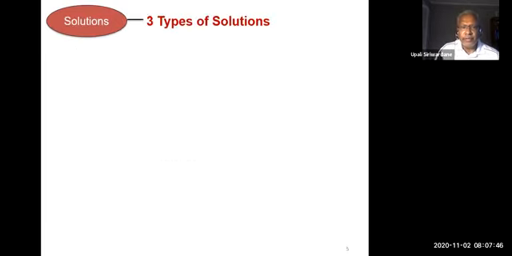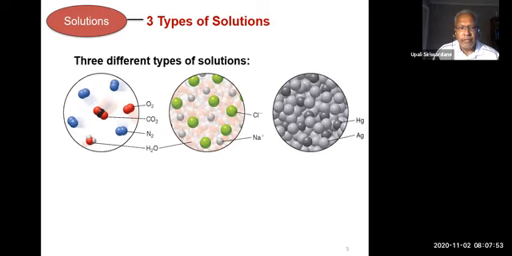There are three types of solutions. We're going to look into that. The first one is a gas mixture. The second one is a sodium chloride solution, a liquid solution. The third one is an alloy, mercury dissolved in silver, solid silver. All these solutions have uniform composition throughout the sample.